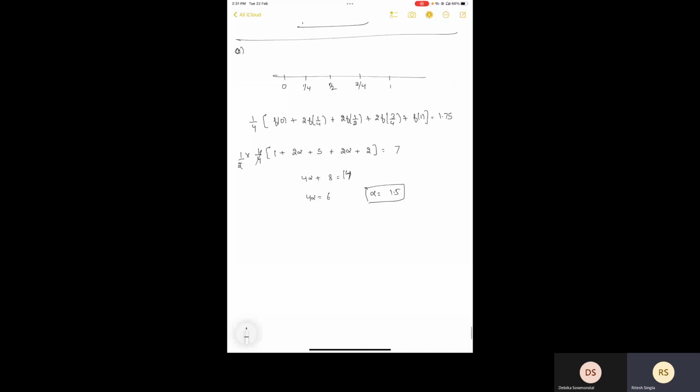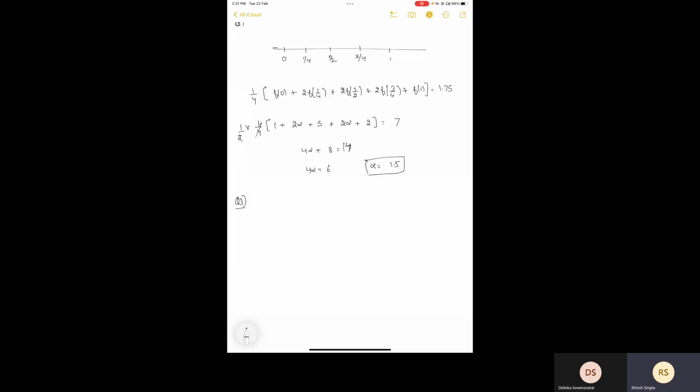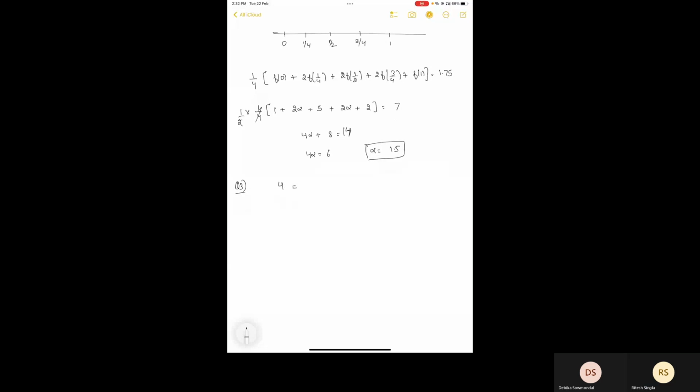Okay, so if you read this, how will you approach? What will be my trapezoidal rule? It will be 4 equal to 2 by 2 into f of 0 plus f of 2 plus 2 into f of 1. Why do you need this term?